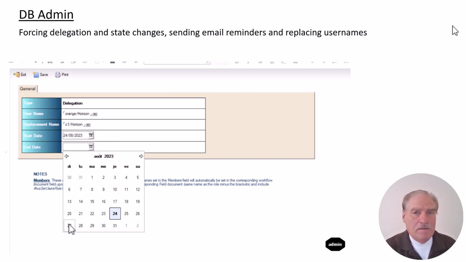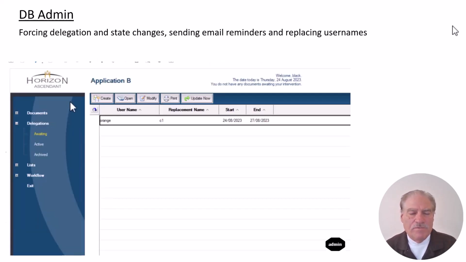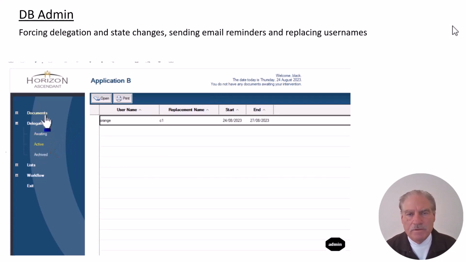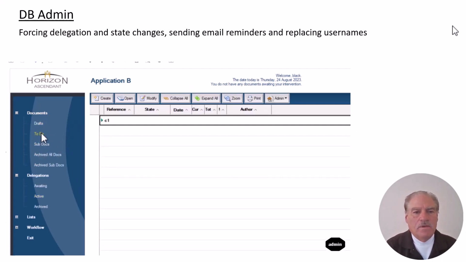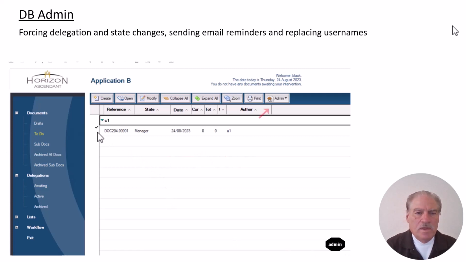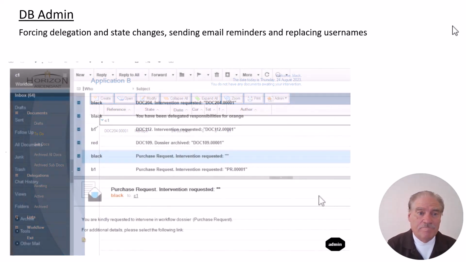Now that's only the DB admin that can do that. Normally users can only create a delegation document for themselves. So it's today's date. Now we can go in and click immediately, update now, and that delegation happens immediately instead of waiting during the night when that normally occurs. So as you can see now, C1 has that under his authority. And so we need to remind that user that there is an important document waiting his or her intervention.